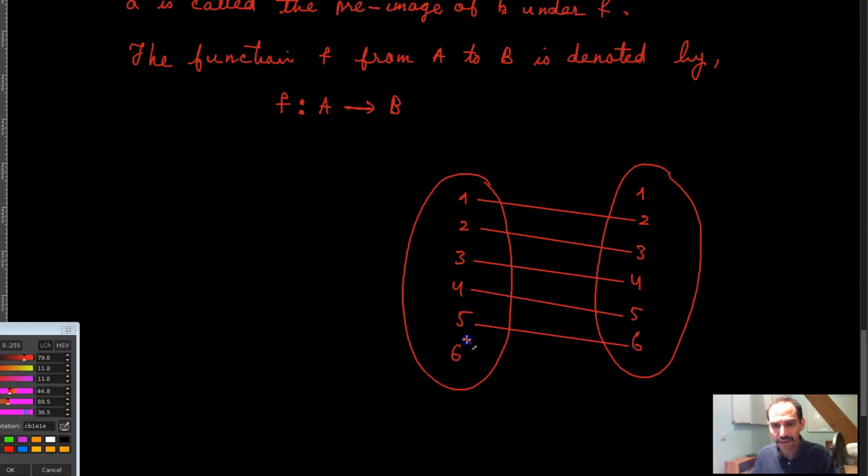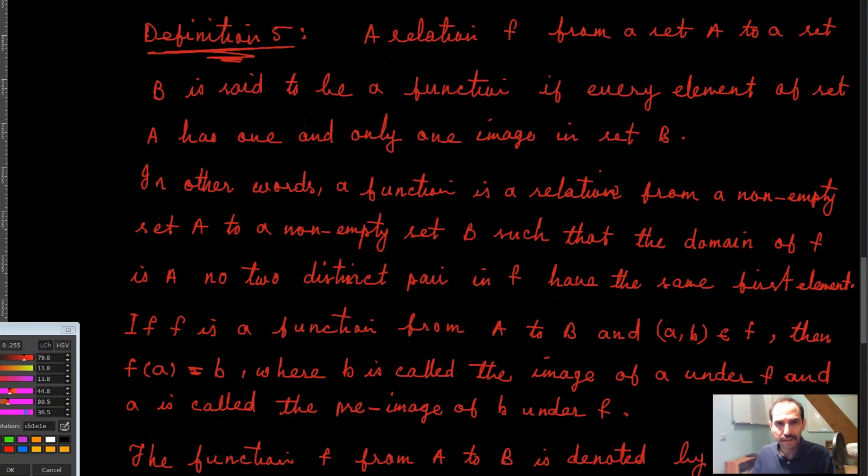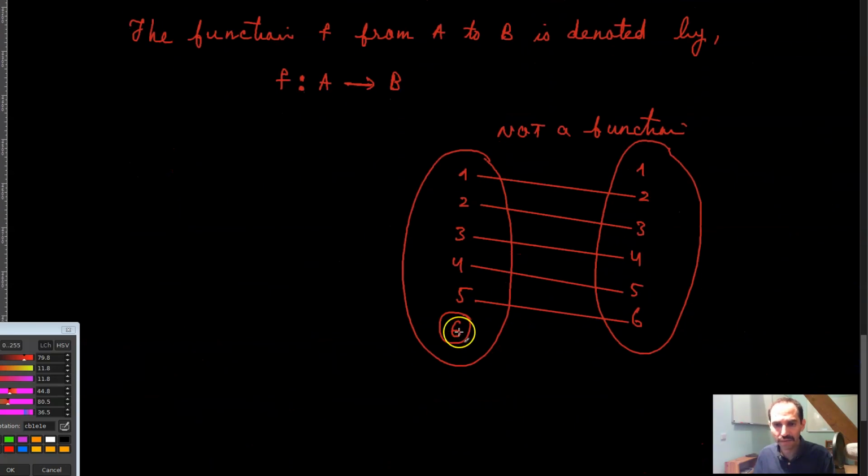And you can see that this element has not been mapped to anything. It's just hanging in the air. And for the same reason, you cannot call this a function. This is not a function. And moreover, over here we said that a relation f from a set A to a set B is said to be a function if every element of set A has one and only one image in set B. So every element has to be mapped. If this is not mapped, this is not a function.